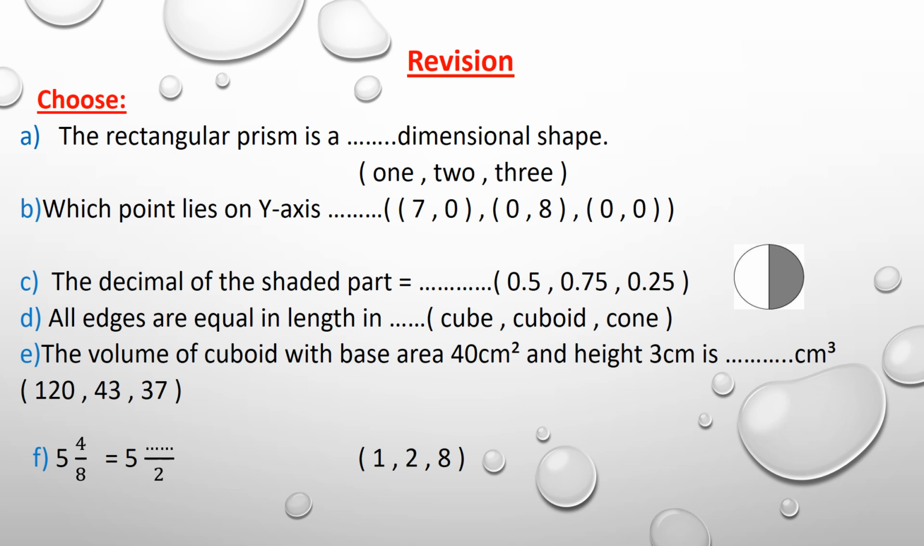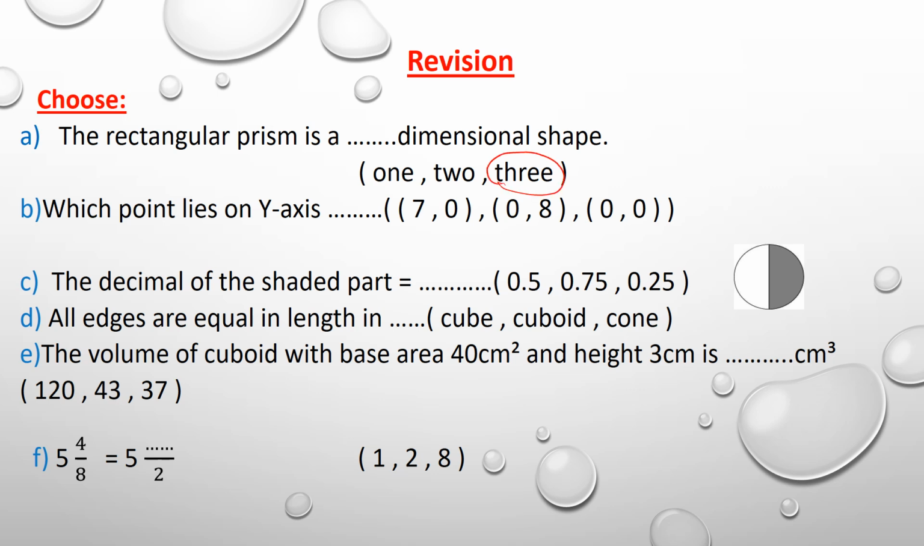Let's start our revision. Choose. The rectangular prism is a dot-dimensional shape. As we said, rectangular prism is the cuboid and the cuboid is solid. All solids have three dimensions.